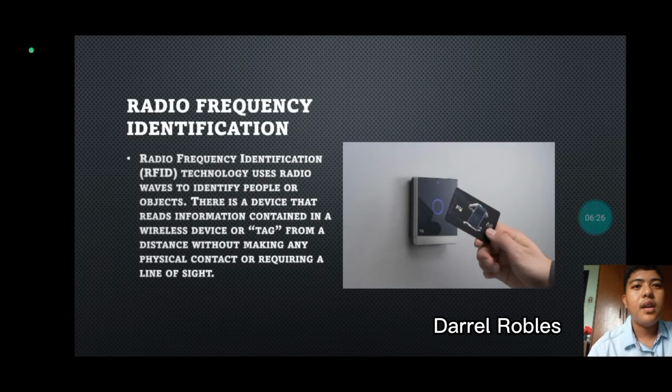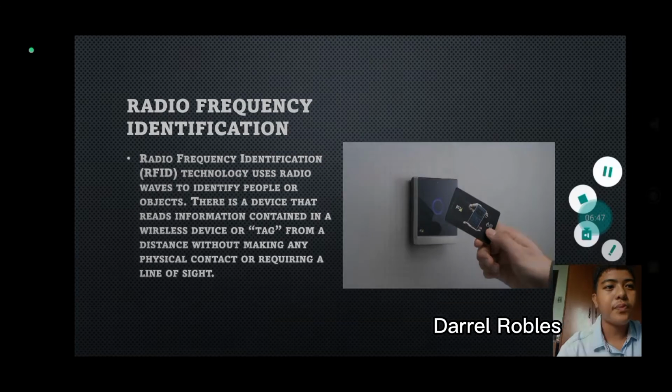The second is radio frequency identification or RFID. RFID technology uses radio waves to identify people or objects. There's a device that reads information contained in a wireless device or tag from a distance without making any physical contact or requiring a line of sight.